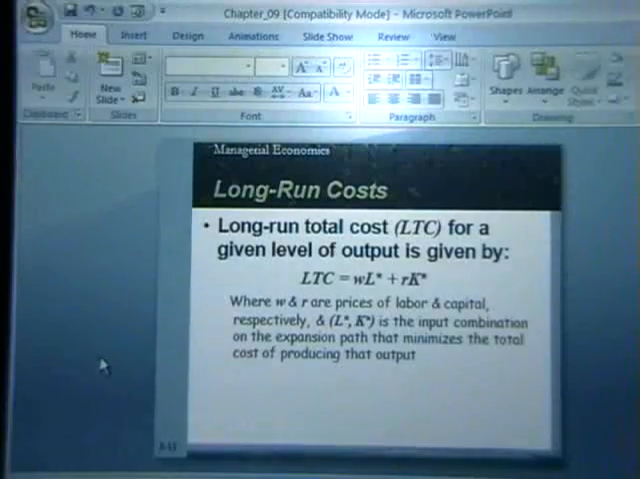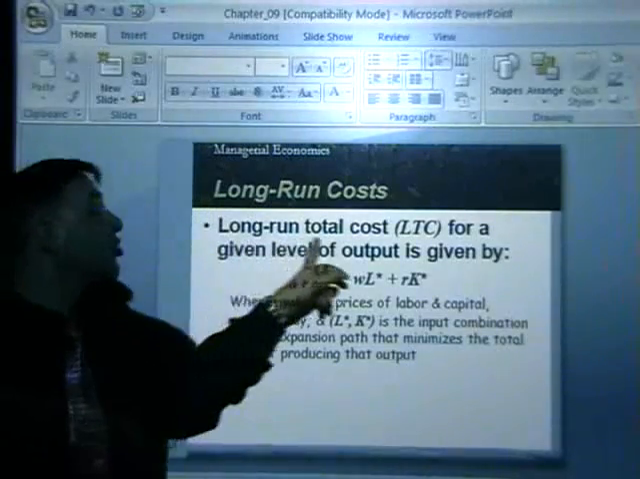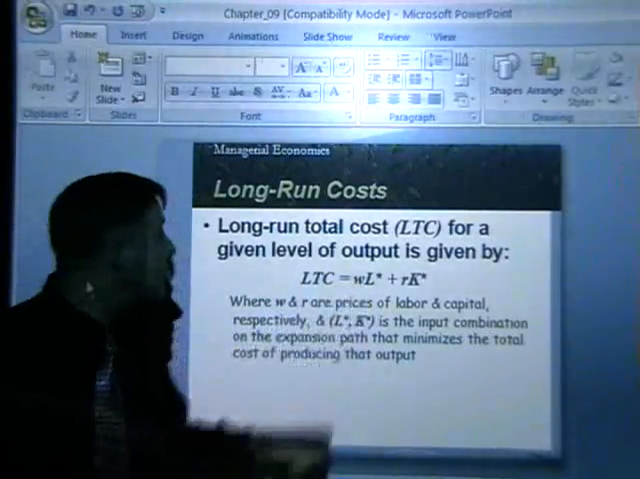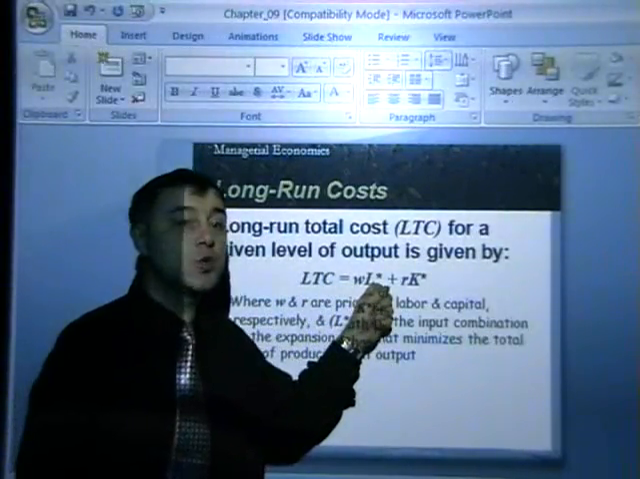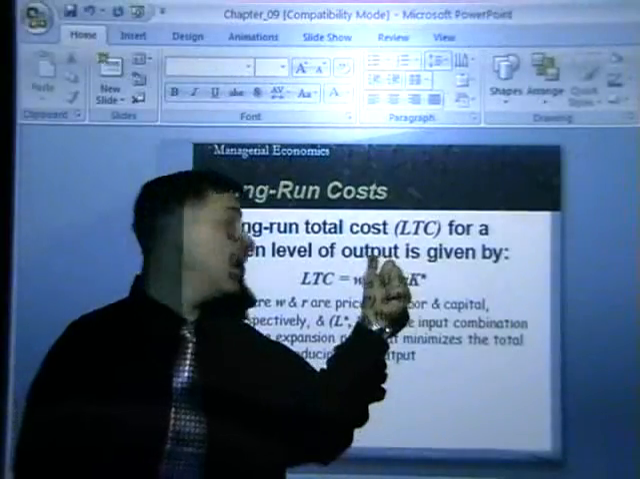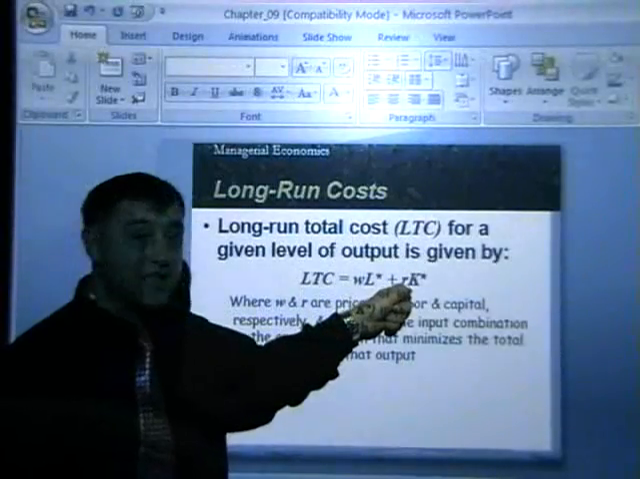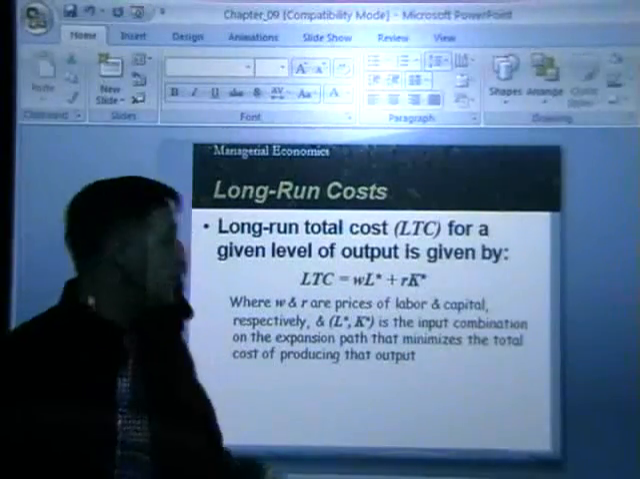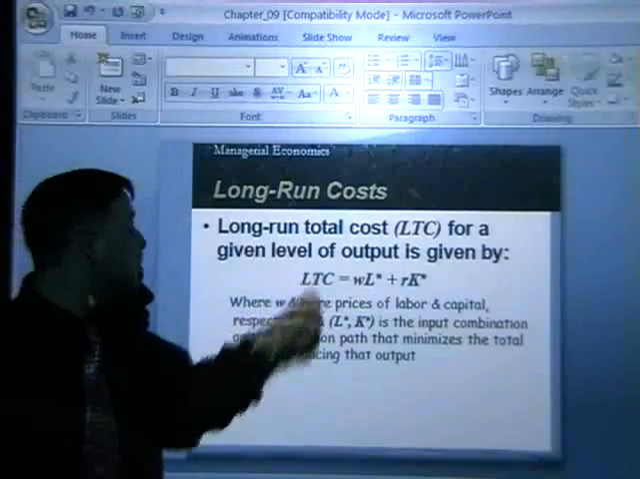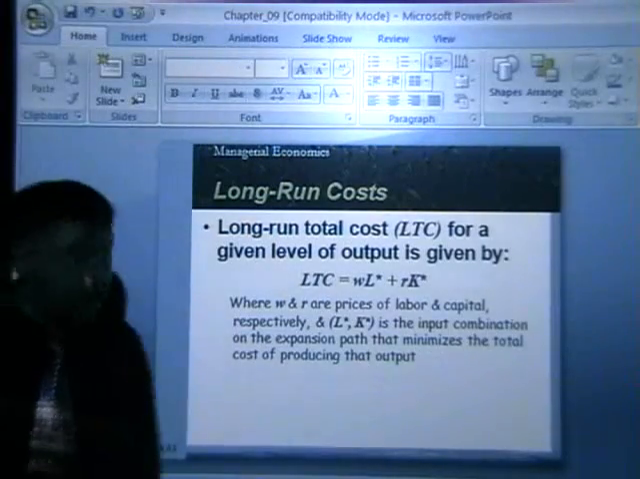That's fairly straightforward. Alright, so long run total cost for a given level of output is simply the wage rate multiplied by the optimal quantity of labor, received from the previous chart, or sorry, from the expansion path, plus the price of capital times the quantity of capital. So, price times quantity plus price times quantity, and it gives you the long-term total cost.